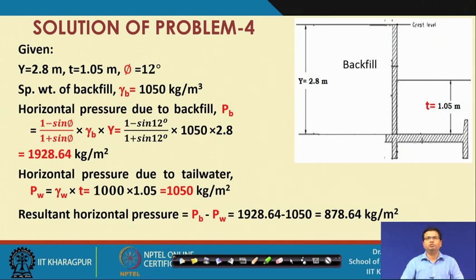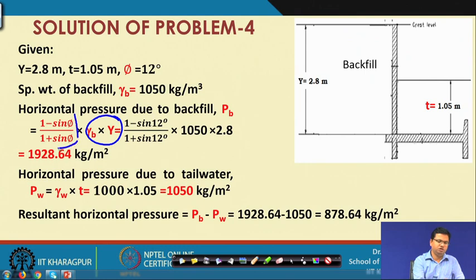The vertical pressure will be equal to the weight of this backfill material for a height of 2.8 meter, okay, and that you can compute as gamma b into y, and if you multiply with the factor k b, then that will be converted into the horizontal pressure. Okay. So, our vertical pressure is gamma b into y. So, this vertical pressure into the k b, that is equal to 1 minus sin phi divided by 1 plus sin phi. So, that will be equal to your horizontal pressure.